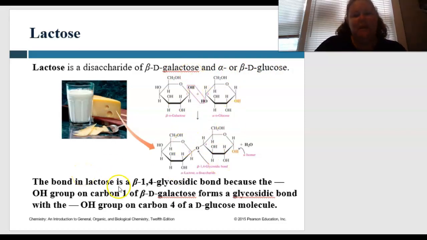So the bond in lactose is a beta 1,4 glycosidic bond, because the OH group of the carbon 1 of beta D-galactose forms a glycosidic bond with the OH group on carbon 4 of the D-glucose molecule. Whoa, that was a mouthful. But again, break it down and just think of the geography that we're talking about, and that will make sense.